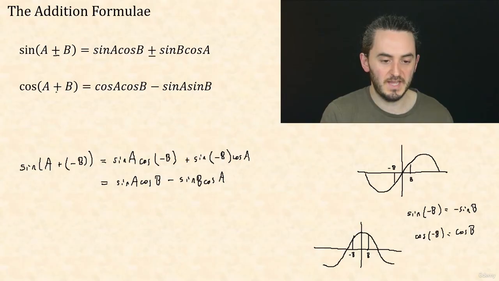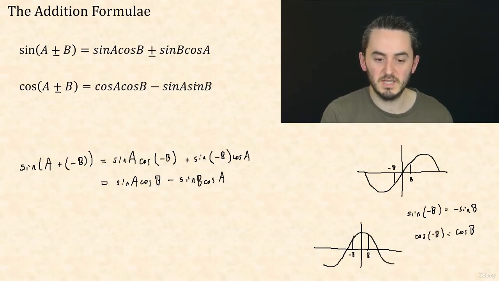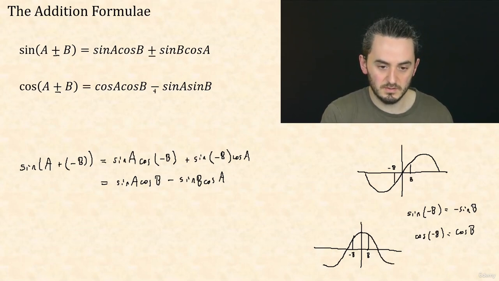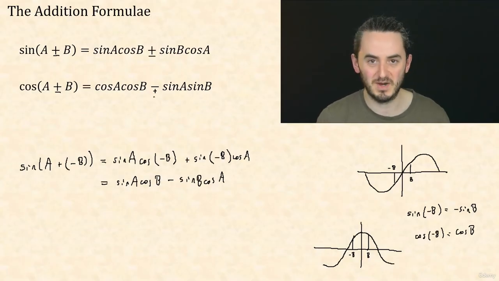Well, if it was cos of A minus B, I would have a minus B in here, but we know that cos of negative B is just cos B, so that stays the same. But this sine B here, if that was sine of minus B, that would just become minus sine B and it would make this a plus. So it's this way round with cos. Cos of A plus or minus B is cos A cos B minus or plus sine A sine B. So if it was cos of A minus B, it would be cos A cos B plus sine A sine B. We're going to do plenty of practice on this soon.